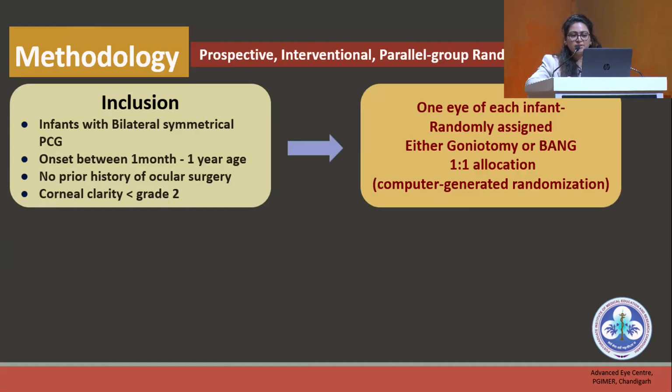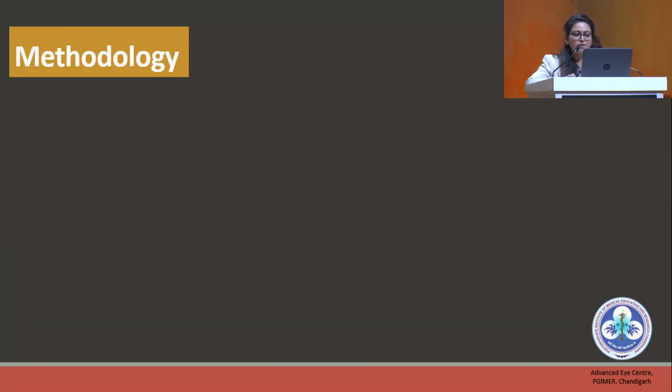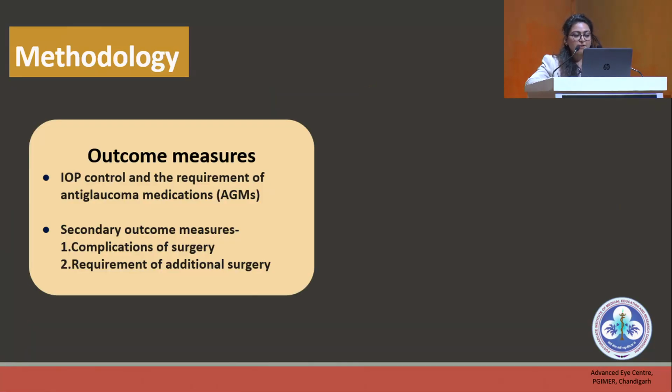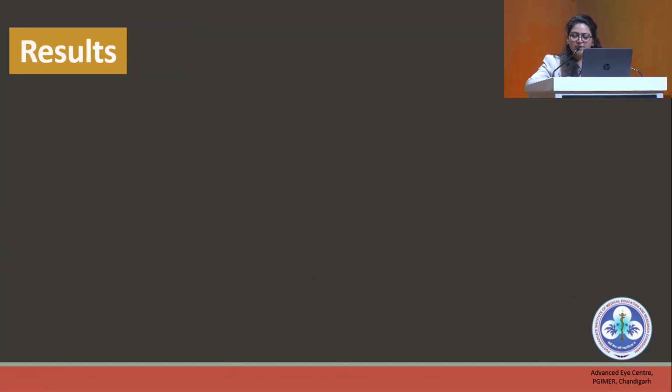One eye of each infant was randomly assigned either to goniotomy or BANG with a 1:1 computer-generated randomization, and the primary outcome measures were IOP control and the requirement of anti-glaucoma medications. Secondary outcome measures were complications of surgery and the requirement of additional surgery. Complete success was if intraocular pressure of less than 18 was maintained without medication, and qualified if maintained with up to 2 medications. Failure if more than 2 medications were required or a resurgery was required.